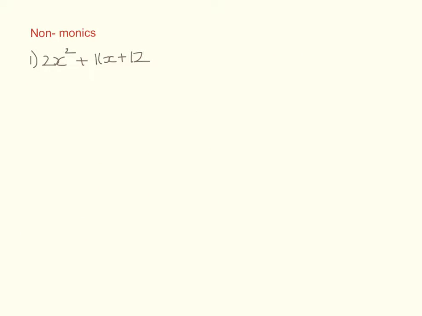So let's take a look at non-monics, and these are more complicated. This is a non-monic because the coefficient of the x squared is not 1. In this case it's 2. There are a couple of different ways to do it. If you've learnt a different way, just keep doing it that way. So I'm going to go 2 times 12, which gives me 24, and this is the number that I'm using to find my factors. Now I'm looking for numbers that multiply together to give me 24 and add together to give me 11.